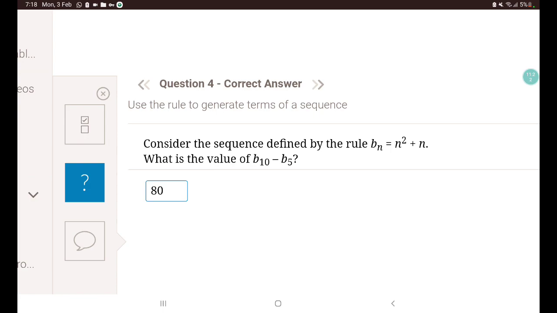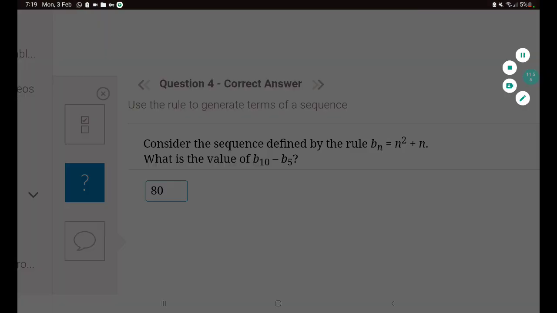Exact same thing. See, these questions are all about memorizing the rule. If you know what you should do with the calculator and if you memorize the rule, these types of questions will be really easy, like really easy. So they want value of b10 minus b5. Same rule, bn equal n squared plus n. You can make it b, you can make it f, you can make it zx, whatever you want. For this one they gave us b, so we'll just use b.